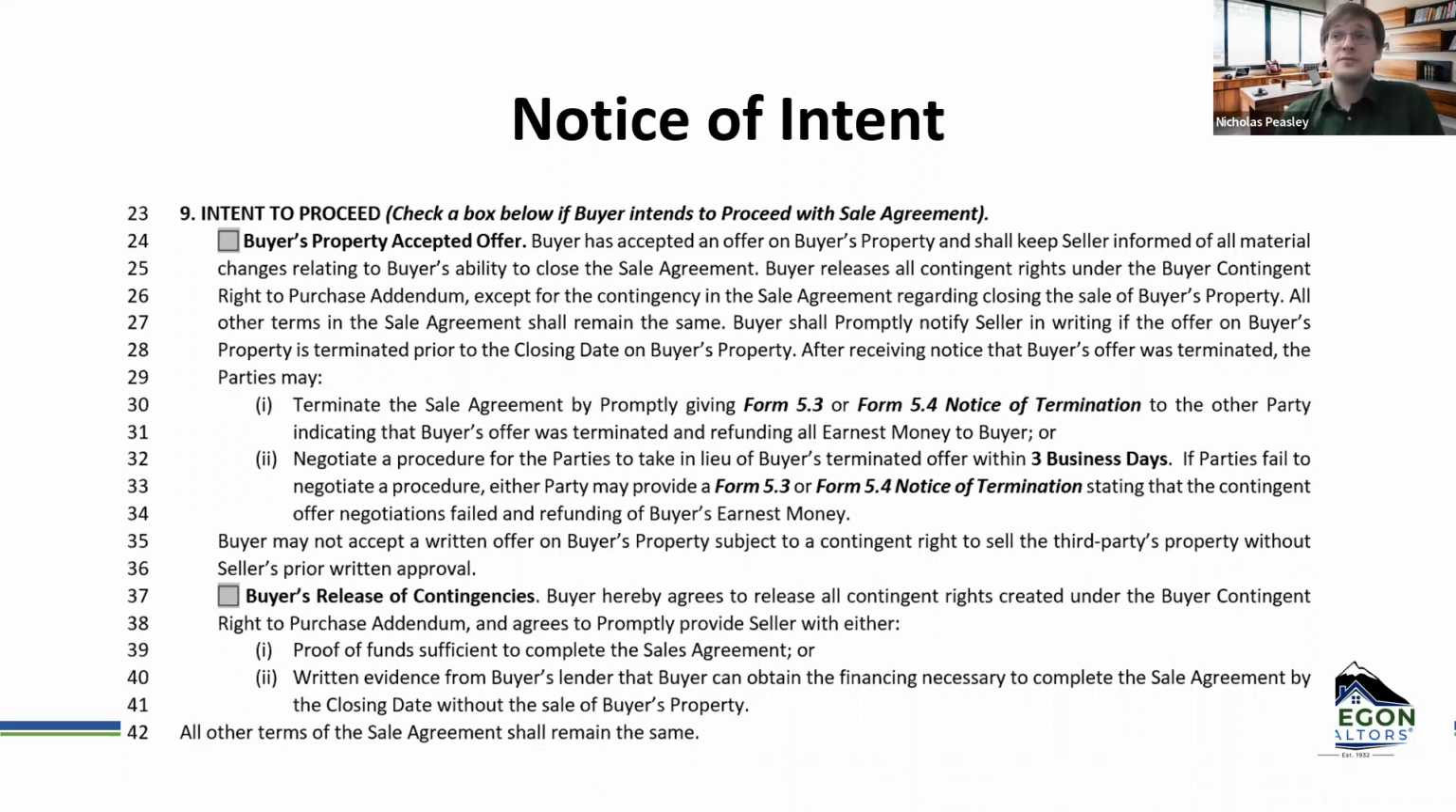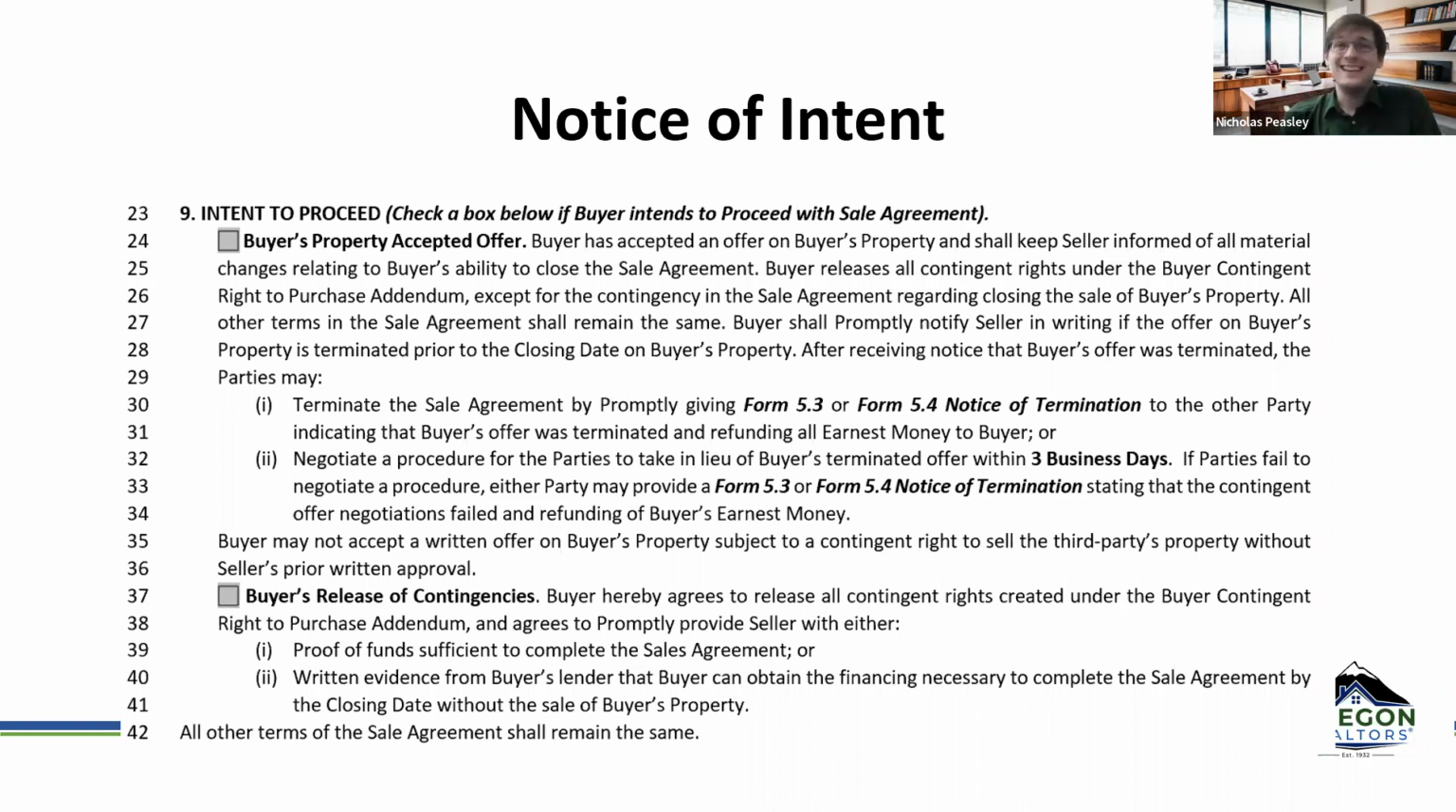The buyer can either say, I have an offer that has been accepted on my property. How wonderful. This is lovely. I have financing secured. It's going to be great. The buyer's accepted their offer. They're going to keep the seller informed of all material changes related to their ability to close the sales agreement. So if the buyer finds out halfway through, whoa, turns out the third party buyer, the second buyer, is not as secure as I thought, and it looks like the deal is going to fall through, you need to tell the seller immediately, as quickly as possible, and keep them informed of that.